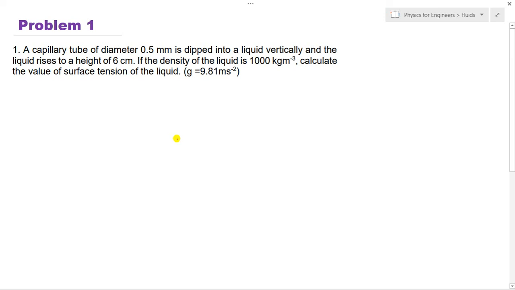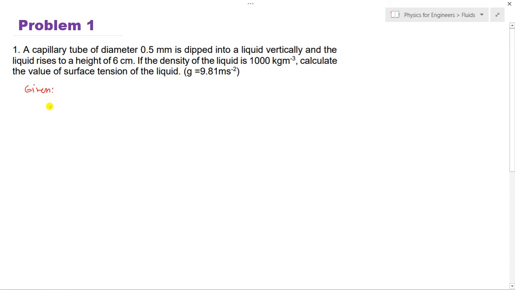So, problem number 1. So, ingon siya diri, a capillary tube of diameter 0.5 mm is dipped into a liquid vertically and the liquid rises to a height of 6 cm. If the density of the liquid is 1000 kg per cubic meter, calculate the value of the surface tension of the liquid. So use gravity 9.81 meter per second squared. So we're going to write the given.